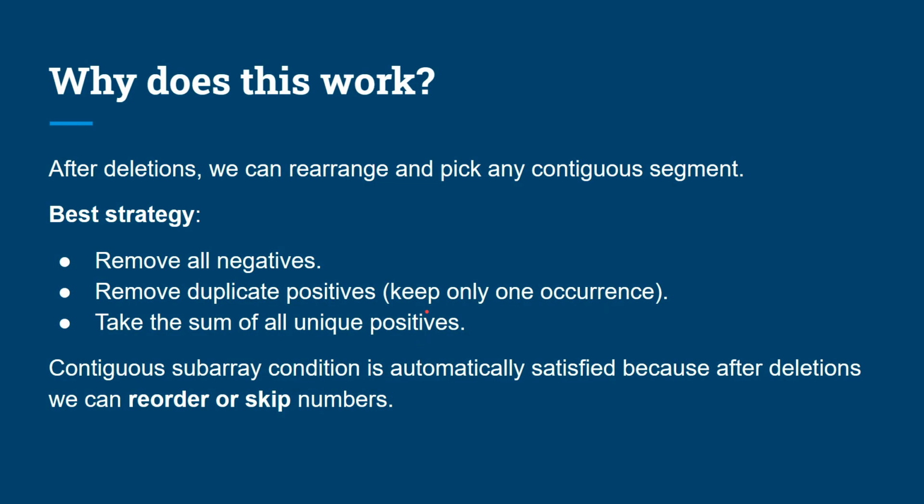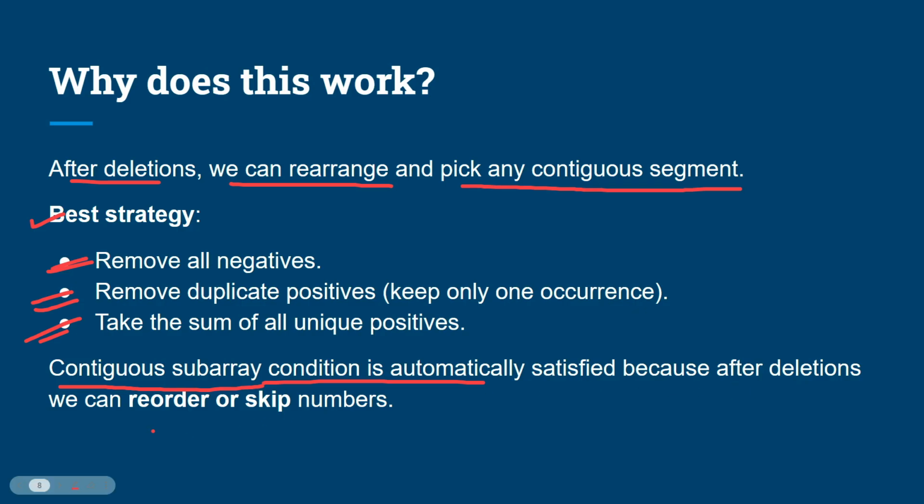So why does this work? Because after deletion we can rearrange and pick any contiguous segment. So the best strategy is to first remove all the negatives, then remove duplicate positives and keep only one occurrence, not the duplicates. We'll take the sum of all the unique positives, and then from that we make the continuous subarray, and this condition will automatically be satisfied, because after deletion we can reorder or skip any numbers, correct? This is why it works.